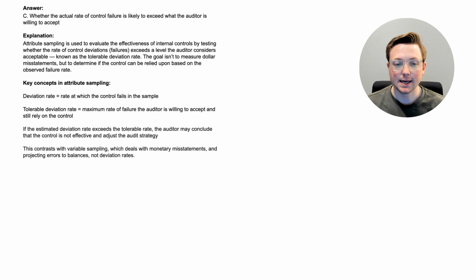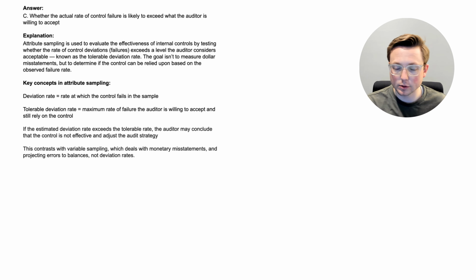All right, here we are at the answer: C, whether the actual rate of control failure is likely to exceed what the auditor is willing to accept. So that's what they're trying to do in this situation with attribute sampling. Let's go through it again. We're building on what we know about attribute sampling right here. Attribute sampling is used to evaluate the effectiveness of internal controls by testing whether the rate of control deviations, or the failures, exceeds a level that the auditor considers acceptable, known as the tolerable deviation rate.